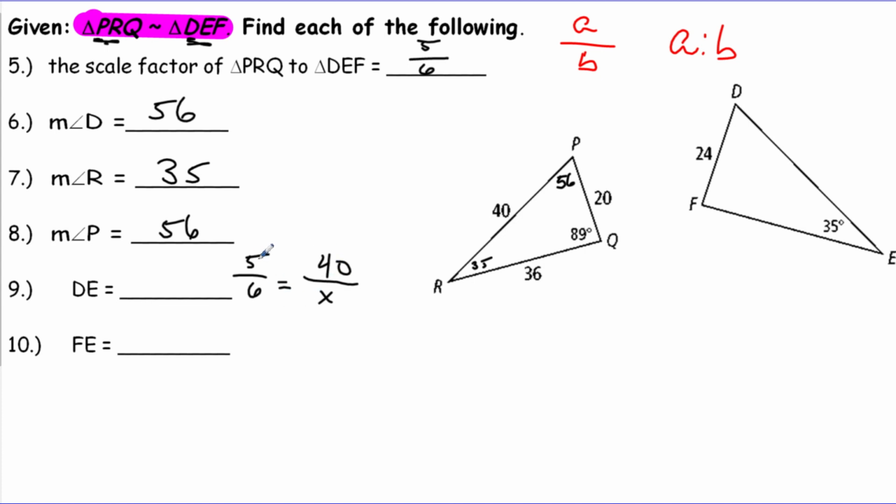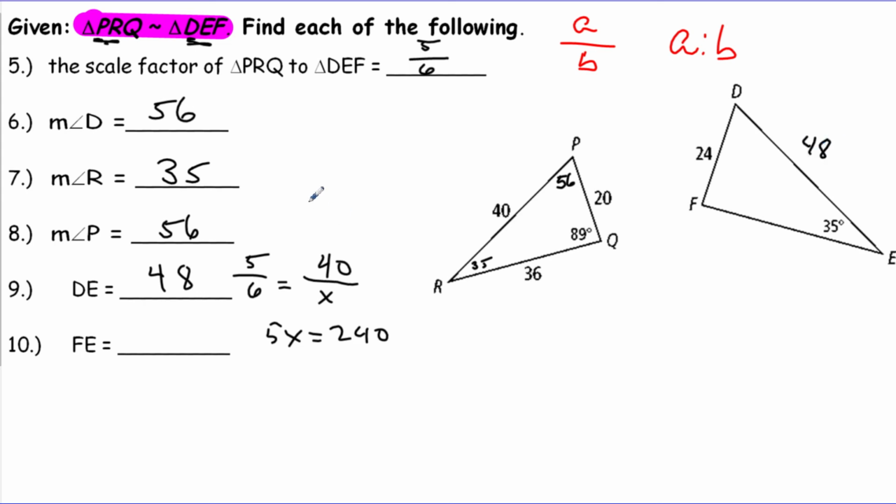If I cross multiply this one, I'm going to find out that 5x is equal to 240, right? And that means x has to be equal to, if I divide both sides by 5, I believe this comes out to be 48. Okay, so that means that DE is 48 long. So I can come over here and add that to my picture.